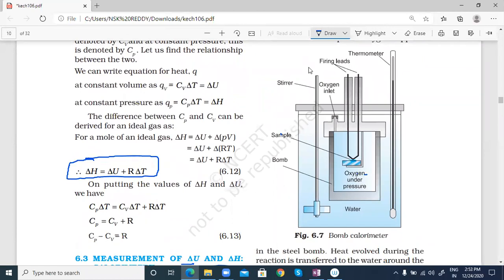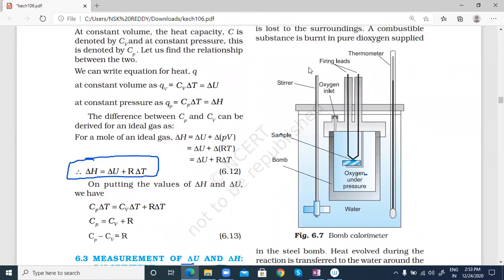In physics, you are going to do too many problems based on calorimeter. But in our chemistry, most of the problems based on delta H, delta U are based on bond enthalpies. Based on bond enthalpies, we have questions. In physics, we do this as a very big topic. In chemistry, not like that.